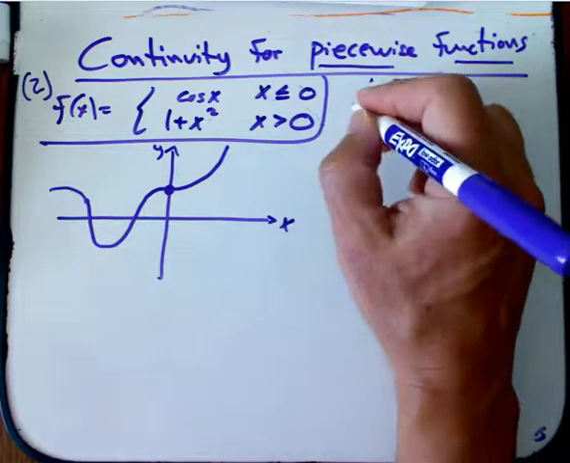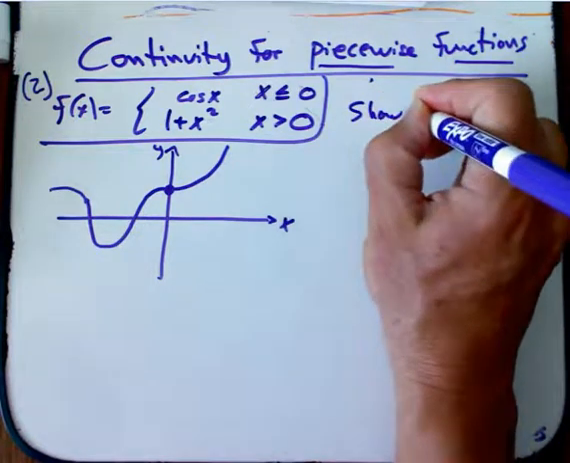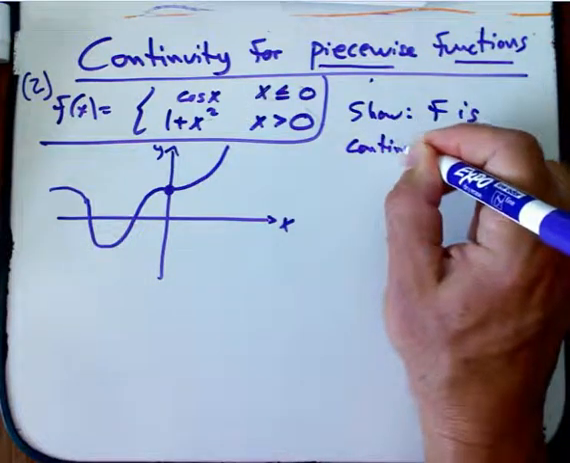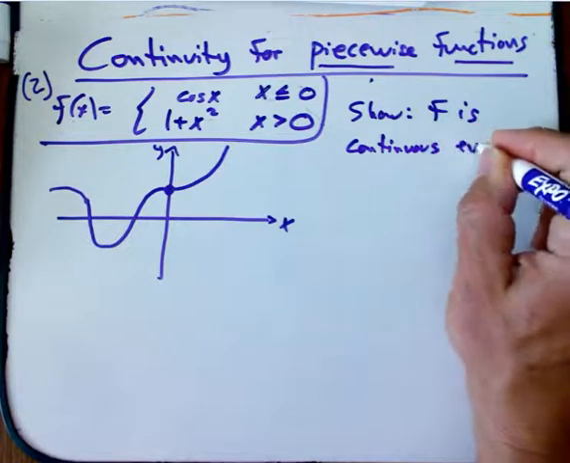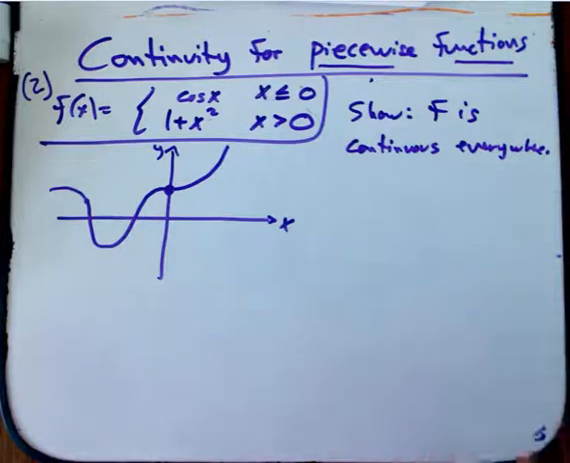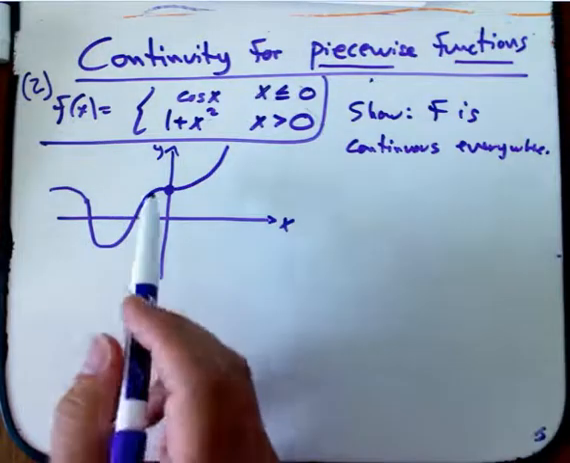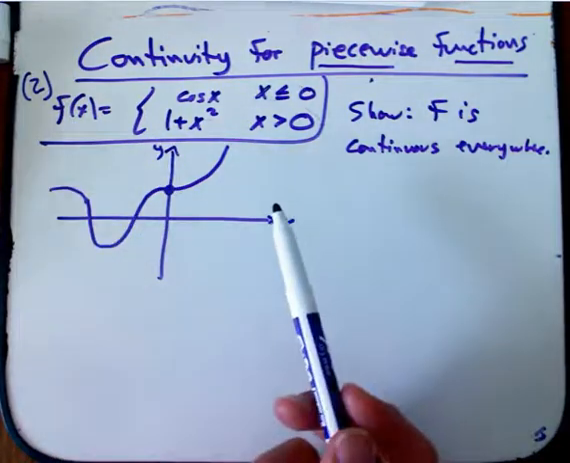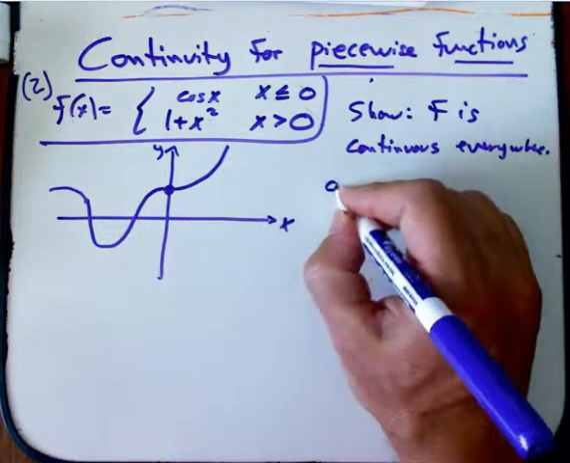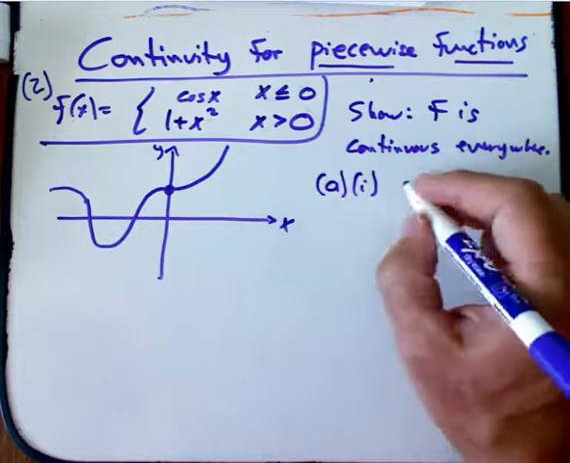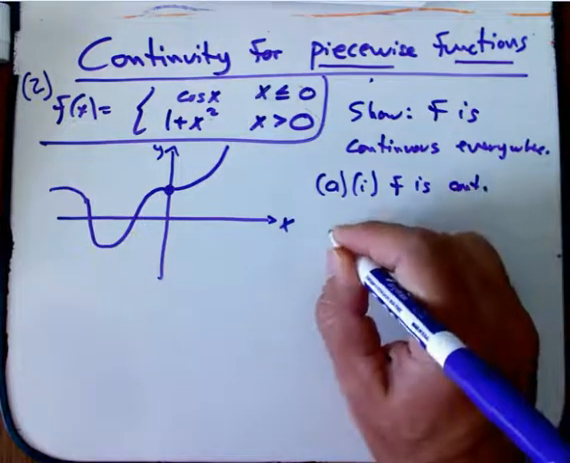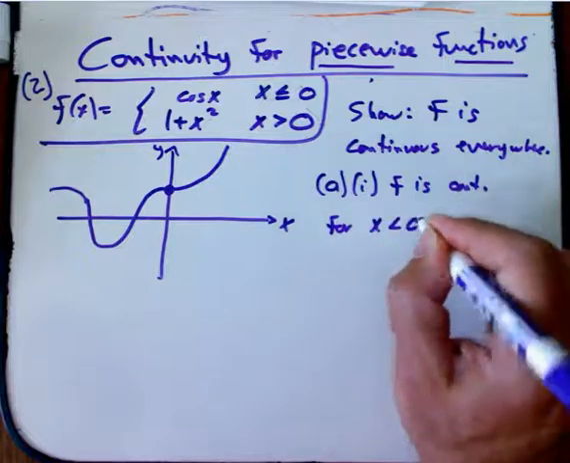So we want to show that f is in fact continuous everywhere for all real numbers. Okay, so there's going to be two parts to that. Again, there's the away from the breakpoint and at the breakpoint issue. So there's two parts for away from the breakpoint. So let's say A, and subpoint 1 will be f is continuous for x less than 0.